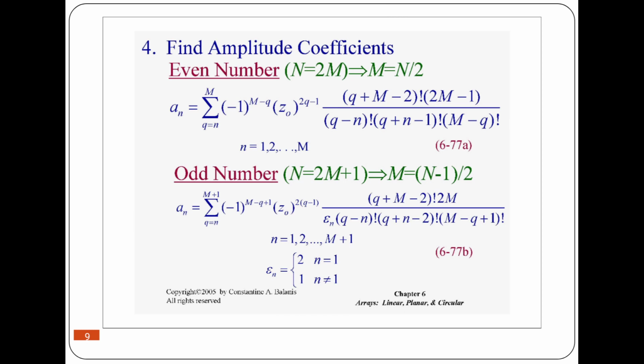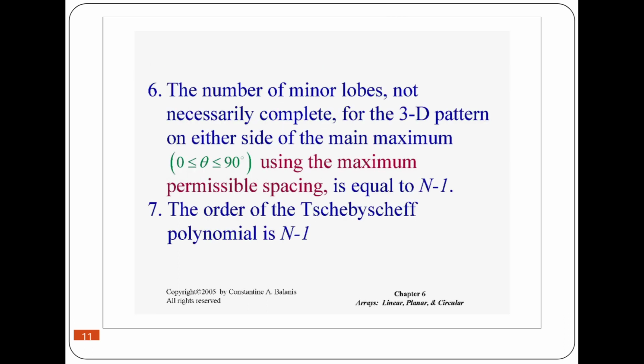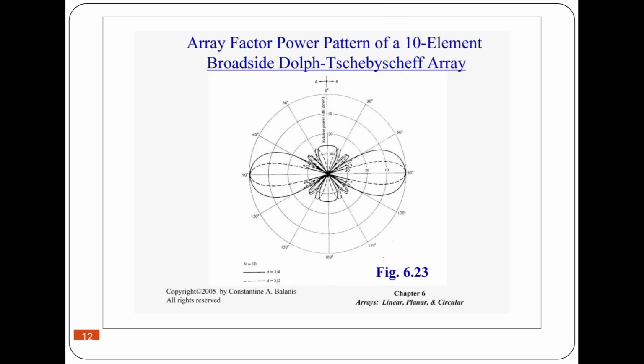So sigma n equal to 1 and sigma n equal to 2. Select spacing d so that d is less than or equal to lambda by pi cos inverse of -1. If you want all the minor lobes to be at the same level, the number of minor lobes necessary to complete the 3D pattern on either side of the maximum, using the maximum permissible spacing, is n minus 1. The order of the Tschebyscheff polynomial is n minus 1.